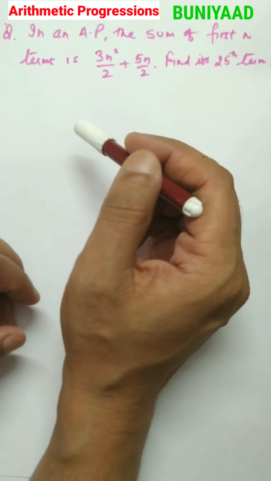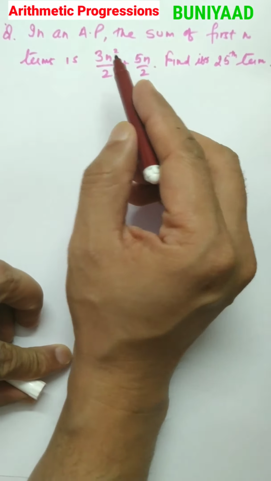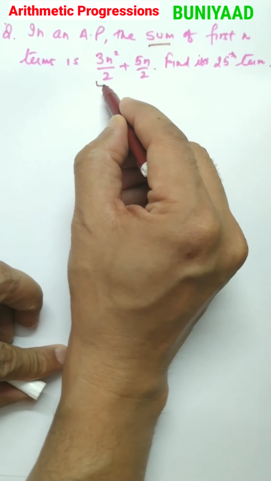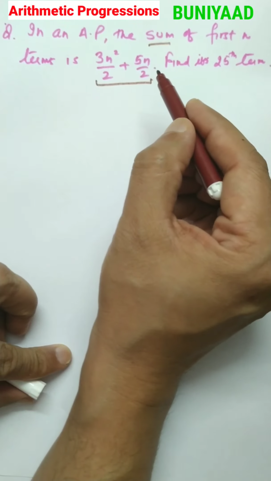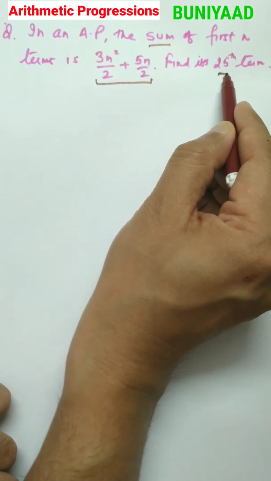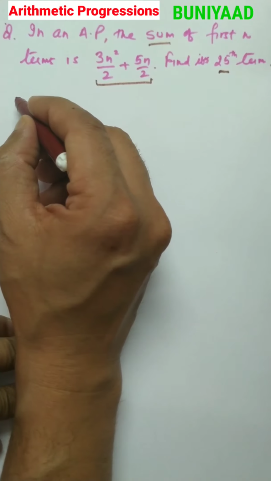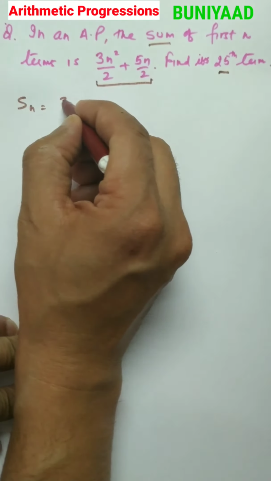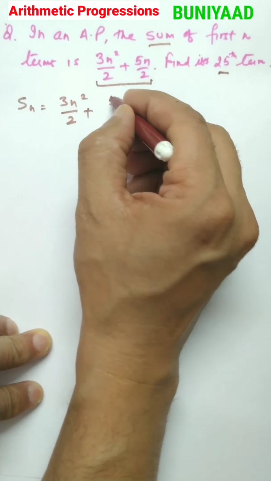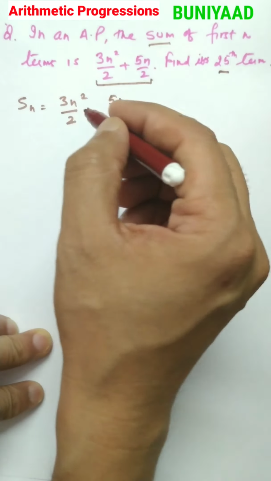Now these are another important question based on sum of an AP. In an AP the sum of first n terms is 3n square upon 2 plus 5n upon 2. This is the general term of the sum. This is given to you. So you have to find its 25th term, right? So what is given to you? Sn is given to you. This is 3n square upon 2 plus 5n upon 2. Okay, this is a very important question.